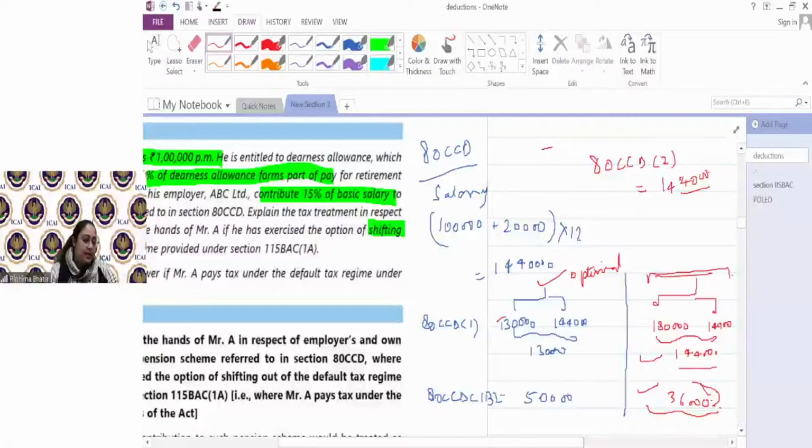ठीक है? Simple. And if a person is claiming 115 BAC, then only 80 CCD 2 would be allowed.